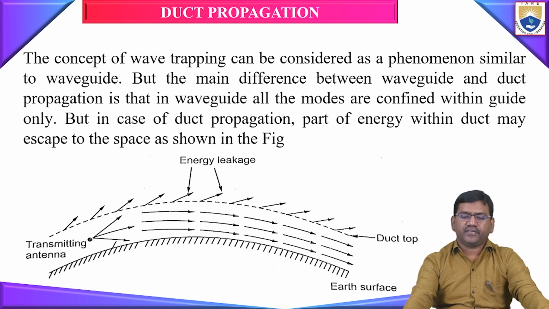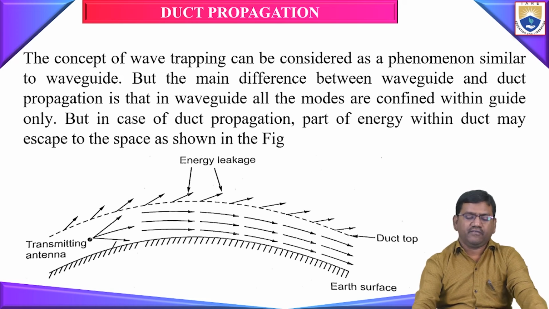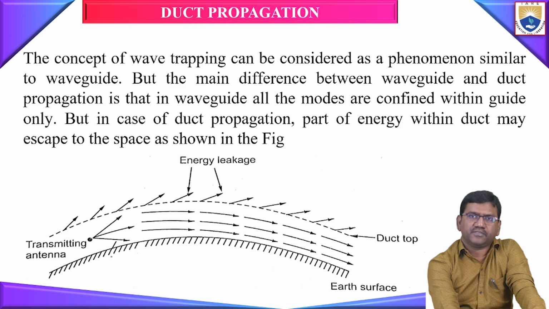The concept of wave trapping can be considered a phenomenon similar to a waveguide. But the main difference between the waveguide and duct propagation is that in a waveguide, all the modes are confined within the guide only. But in the case of duct propagation, part of the energy within the duct may escape to free space, as shown in the figure.